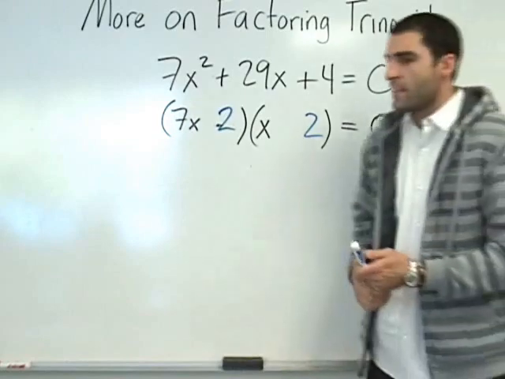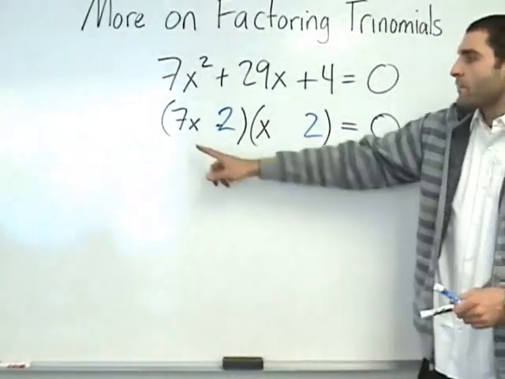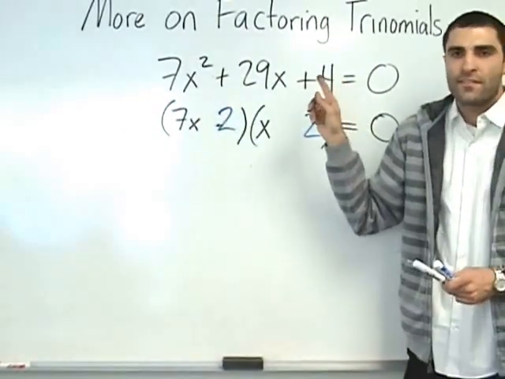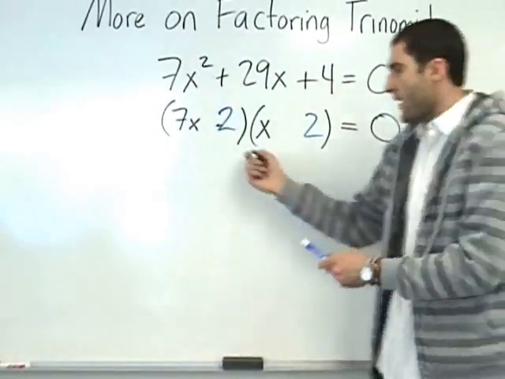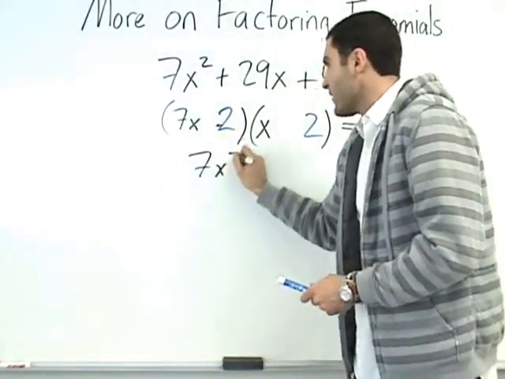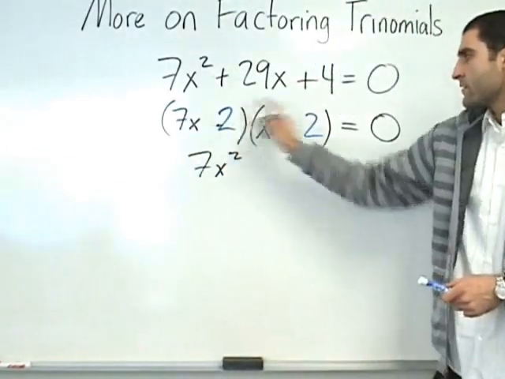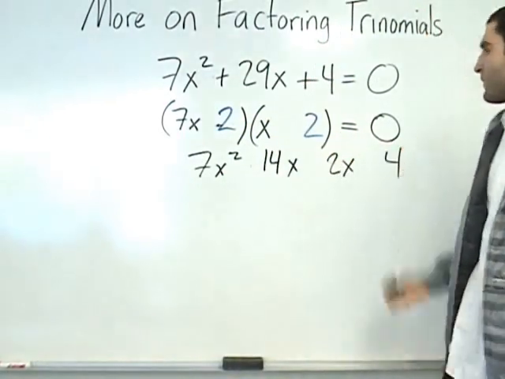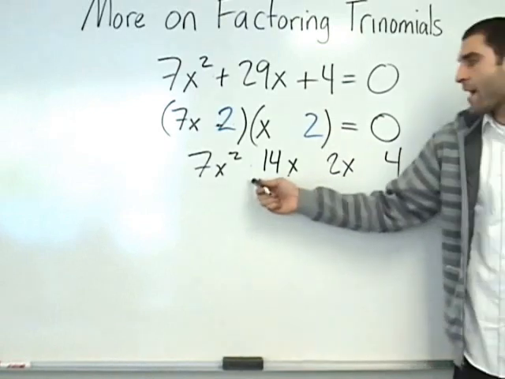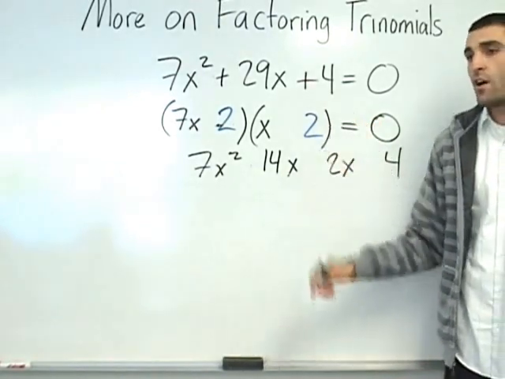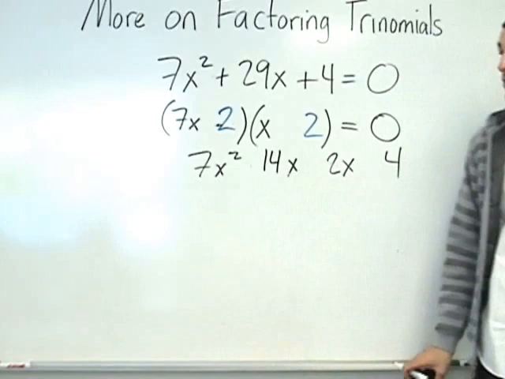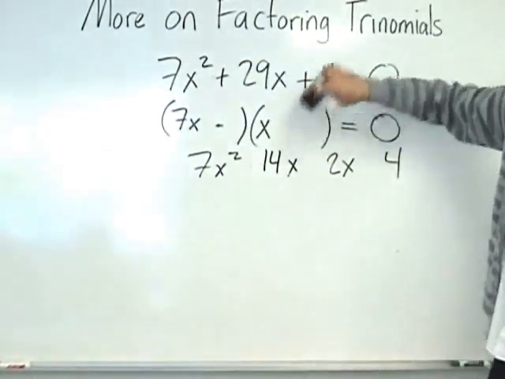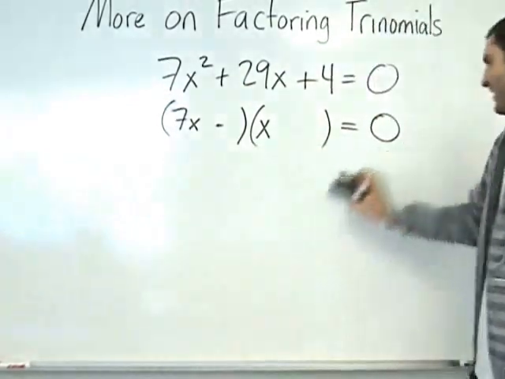So let's foil this. If we were to foil to check, forget about the signs for now, even though we can tell it'll be both positive. So 7x squared. 7x times 2 is 14x. 14x, 2x, 4. Can these somehow add to make 29? No. So is it 2 and 2? No. Let's try 4 and 1. It's like a game show.